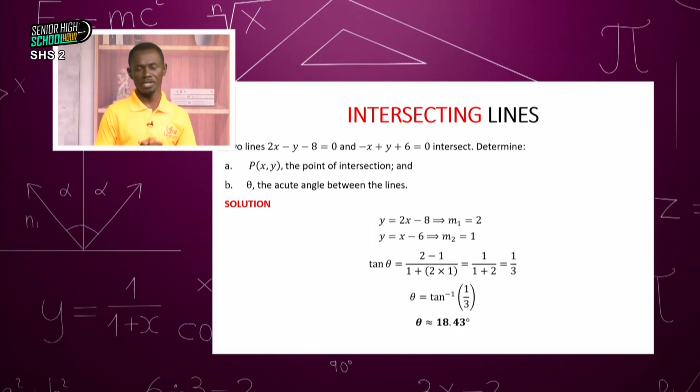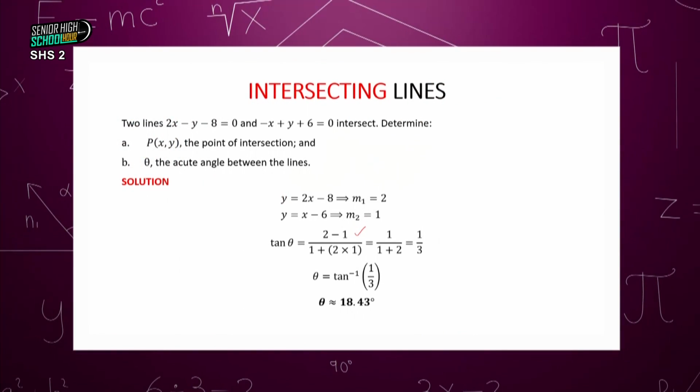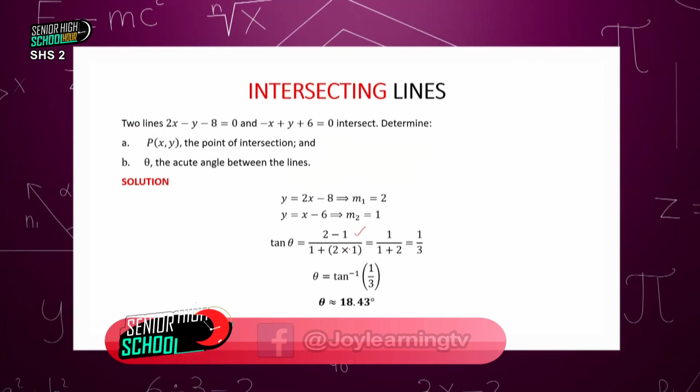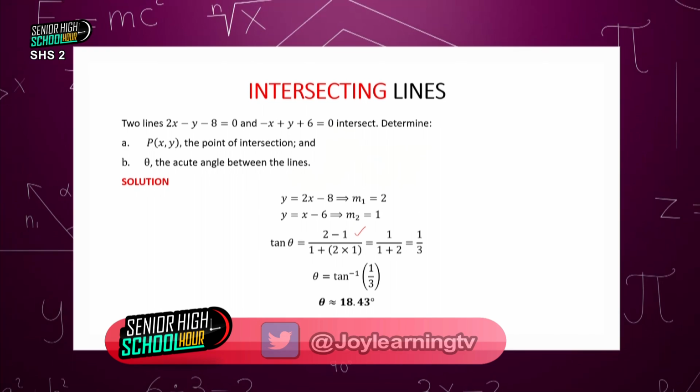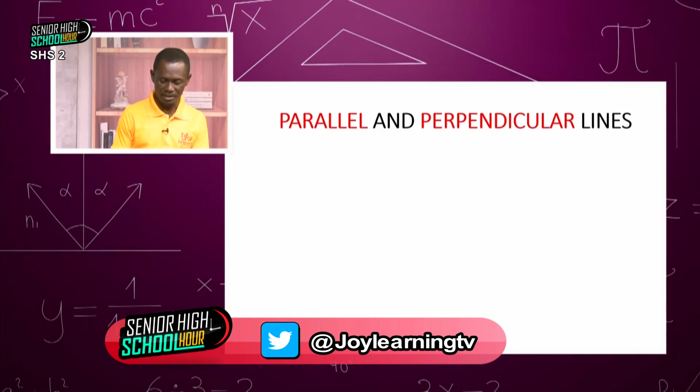So what do you do for the second case? Just find the two gradients. The smaller, take it from the bigger for the numerator, which is what you have at the top here. Then 1 plus the product of the two gradients. The product is 2 times 1, 2, plus 1, 3. And then find the tan inverse of whatever ratio you got there. That gives you what we have. So that's how to find the angle between intersecting lines.